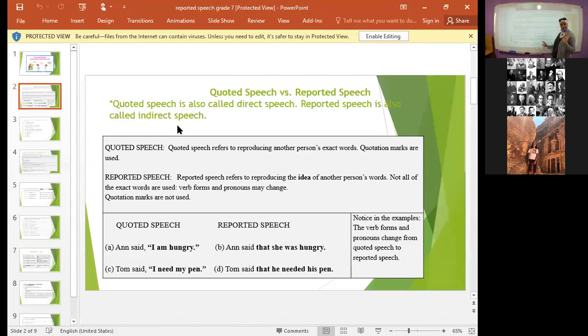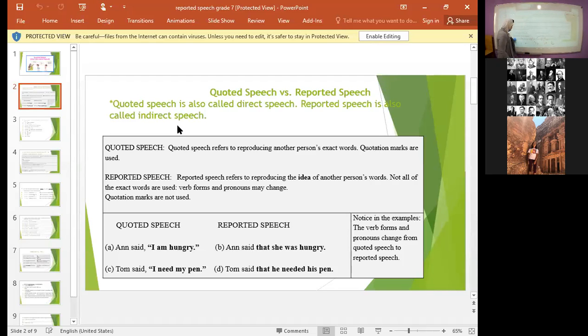We added that, we changed the pronouns, we look at the verb. The verb here is need, and here it's needed. Again, we go one step back to the past. Need here is simple present. What is the step before that? Simple past. If you remember the timeline, this is now, this is past, this is future. We go one step back to the past.